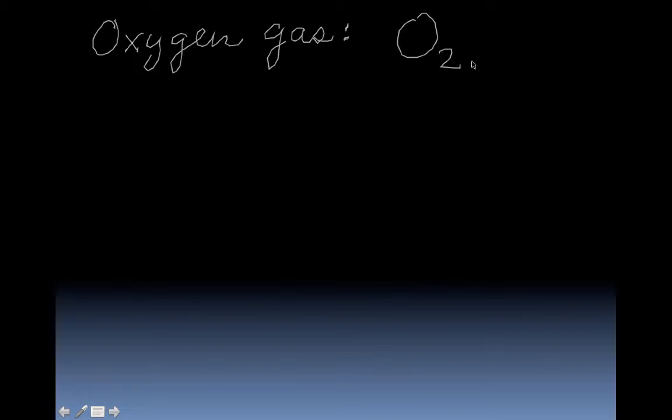Let's take a moment and consider a very small molecule, oxygen gas. The molecular formula for oxygen gas is O2. That is the molecular formula. So for one molecule of oxygen gas, how many atoms are there? Well, 2 oxygen atoms.